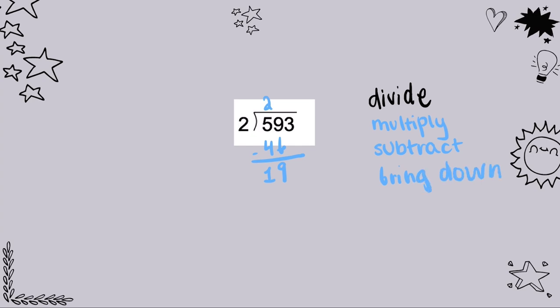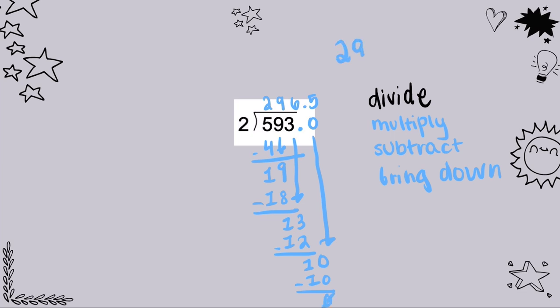And then you're going to bring down. Two goes into 19 9 times. 9 times 2 is 18. 19 minus 18 is 1. And then we bring down the 3. 2 goes into 13 6 times. 6 times 2 is 12. 13 minus 12 is 1. Then you're going to write the decimal here, bring down the 0. 2 goes into 10 5 times. 5 times 2 is 10. 10 minus 10 is 0. And so that's going to be your final answer, 296.5.